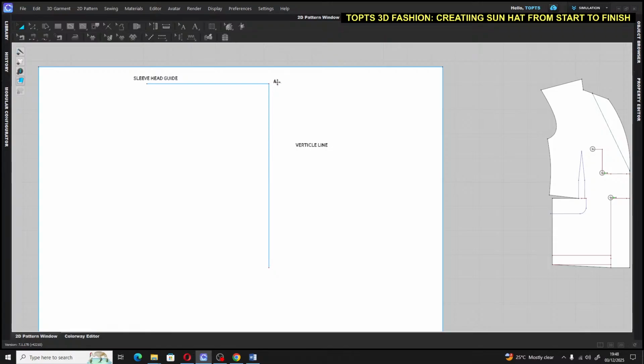So from starting point A, we are going to mark downwards sleeve length plus 0.5 inches. Length is, you follow your notes.